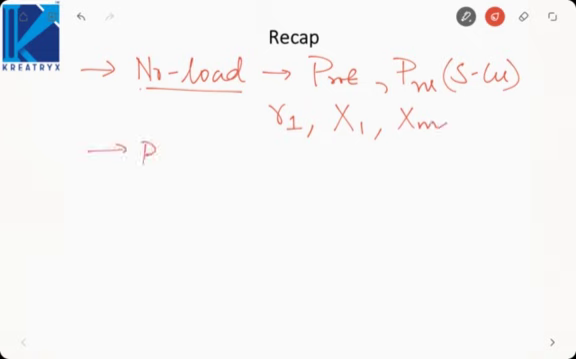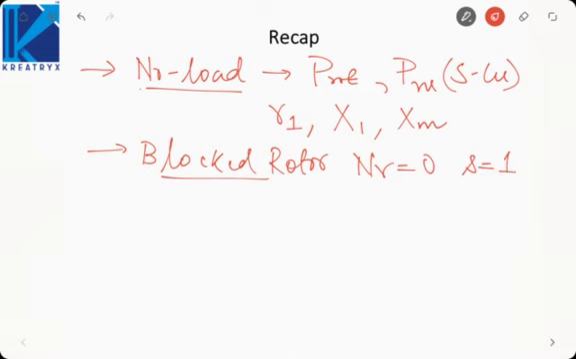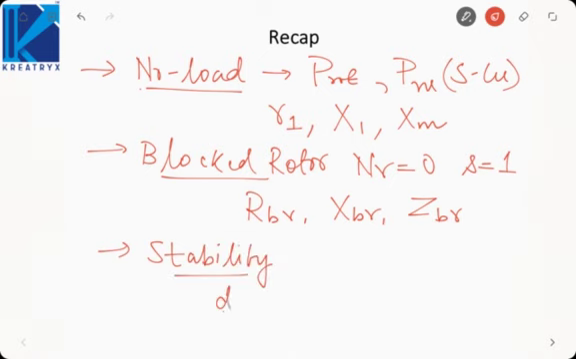Then we studied the blocked rotor test, in which the rotor was not rotating, hence NR was 0 and slip was 1. This was used to determine the blocked rotor resistance, blocked rotor reactance and blocked rotor impedance. We studied the stability of the induction motor, and there we studied the condition that dTL by dN should be greater than dTE by dN. This was the condition for the stability of the induction motor operation.